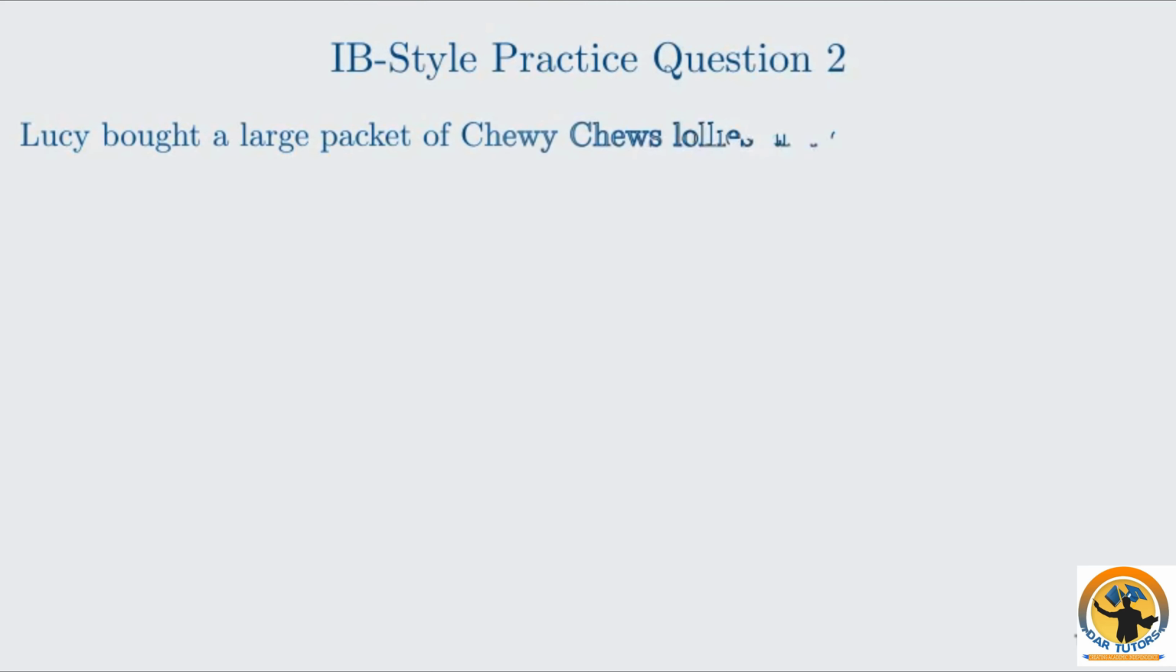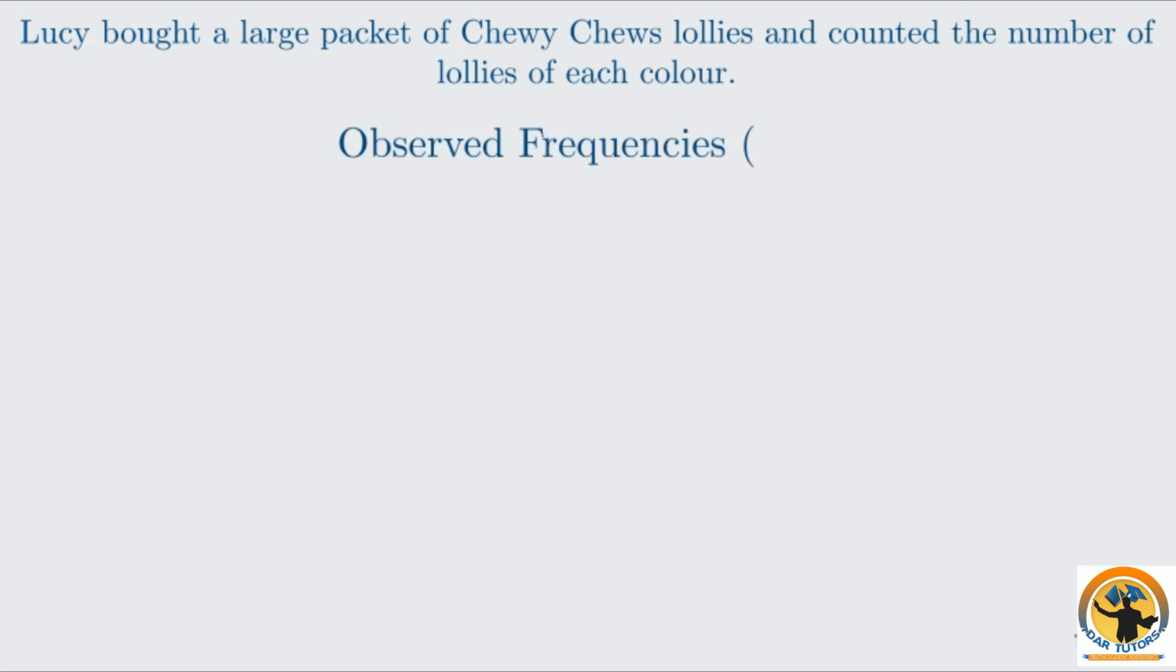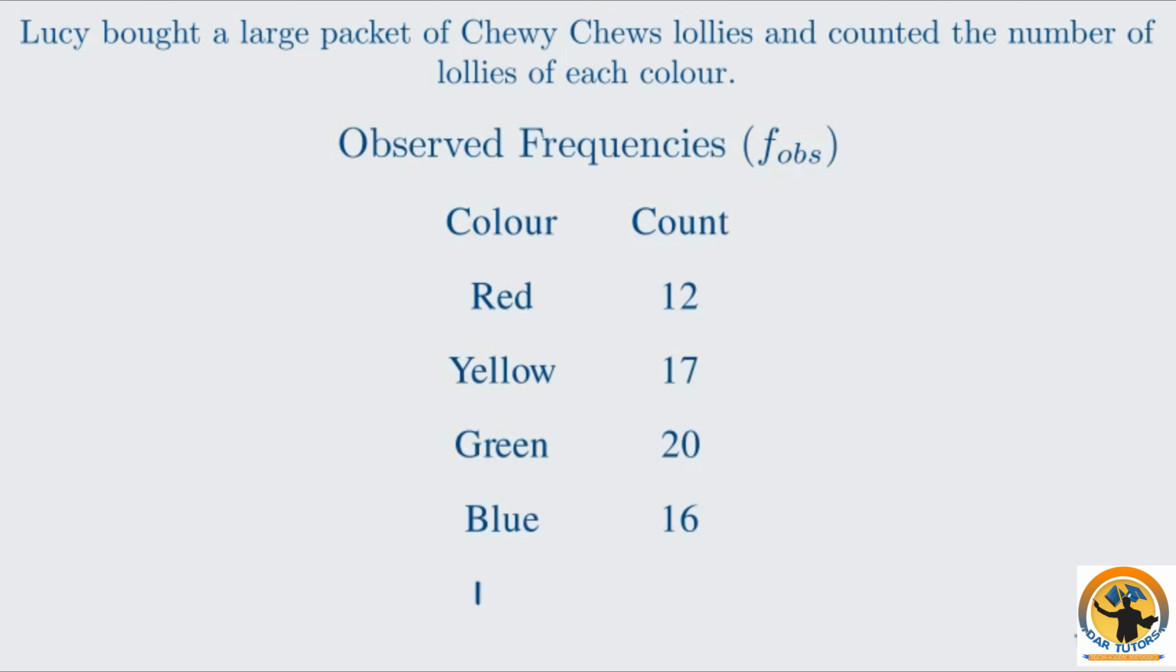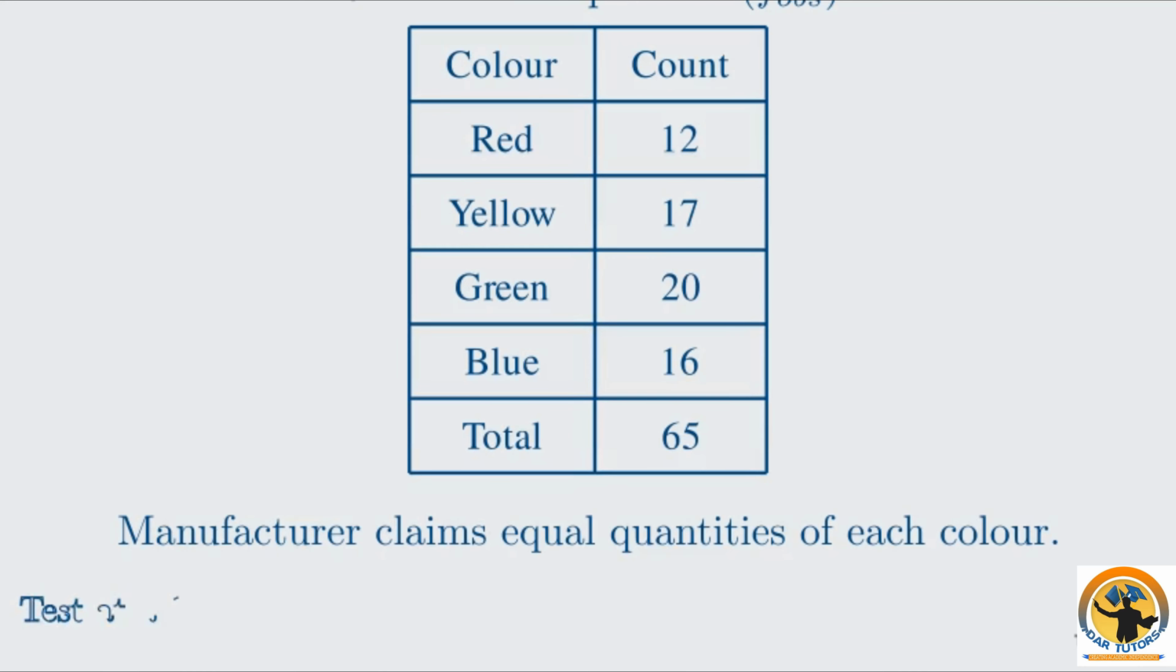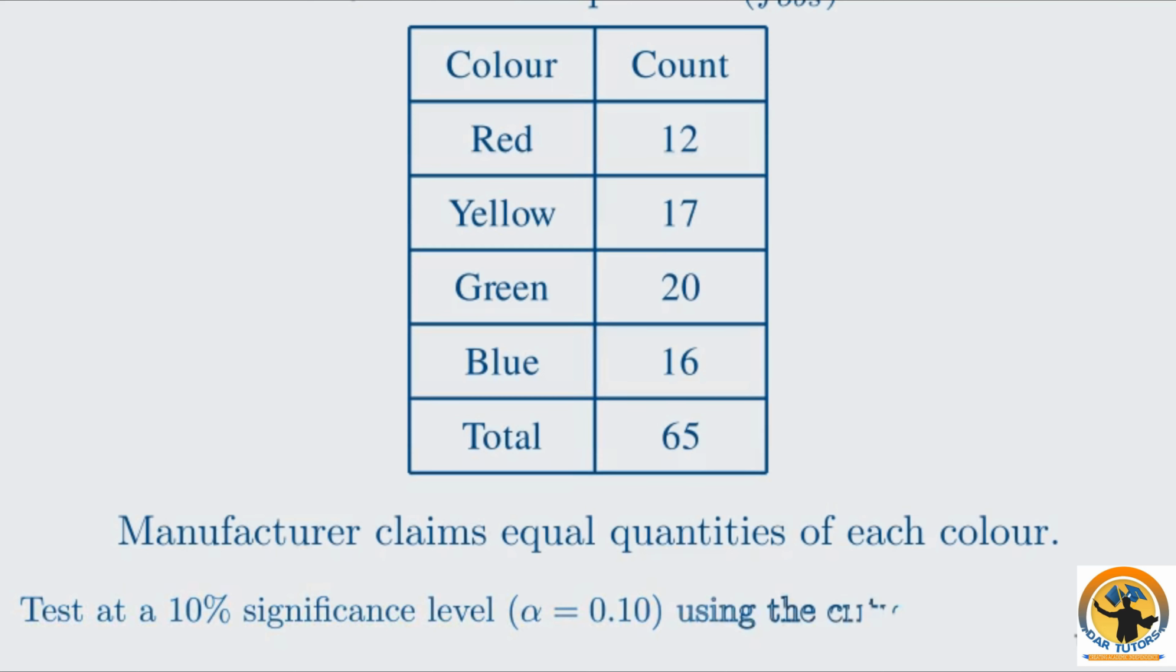Let's work through a second practice problem. This one uses the critical value method. Here are her results. 12 red, 17 yellow, 20 green, and 16 blue for a total of 65 lollies. The manufacturer claims they make equal quantities of each color. We need to test this claim at a 10% level of significance using the critical value method.